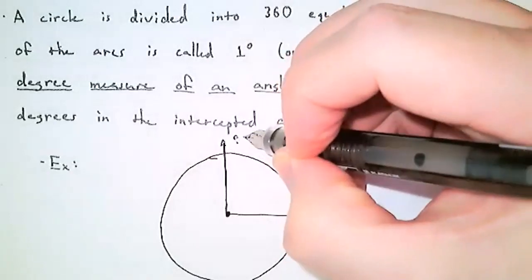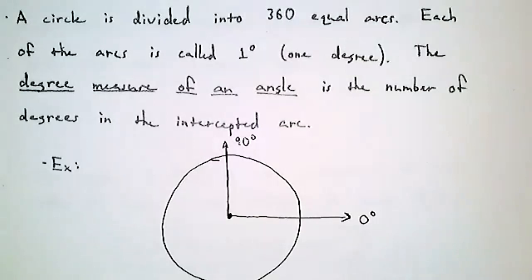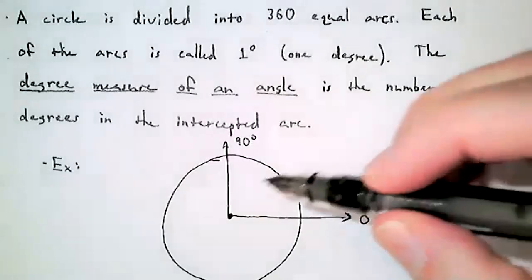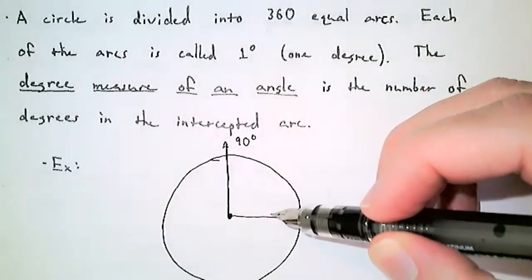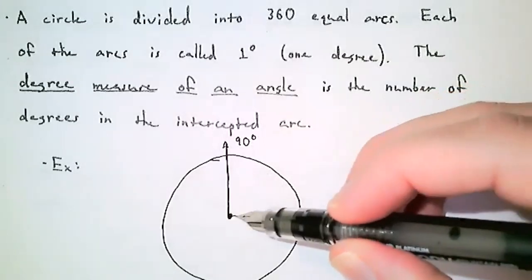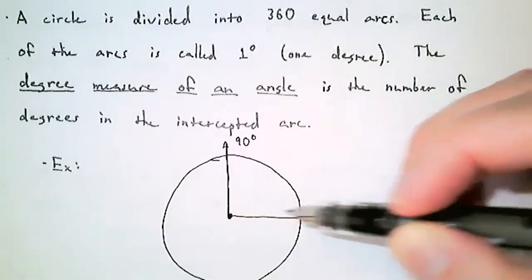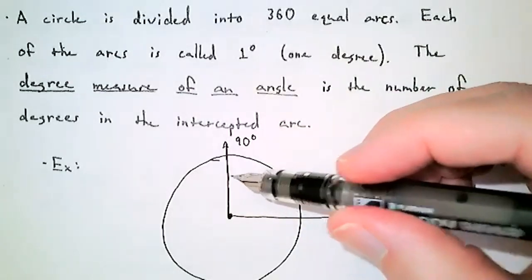And one thing that you want to note as I'm saying this, when we're measuring angles, we almost always measure in this direction. So we start at a horizontal and to the right point, and then we measure counterclockwise.